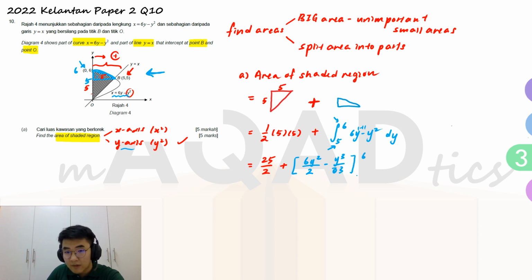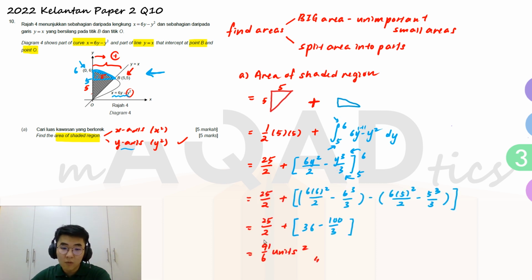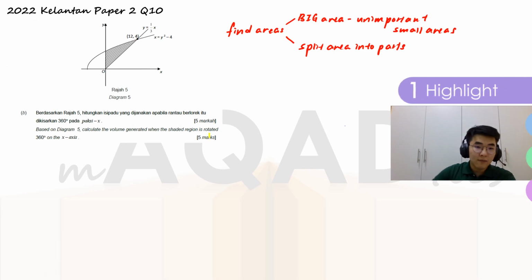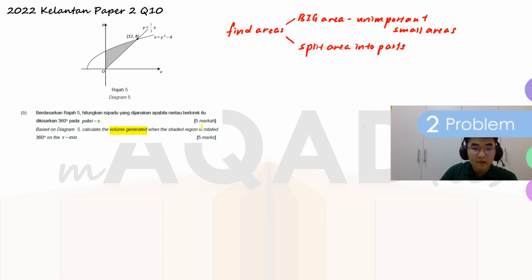And we need to substitute the value 6 and the value 5 into this, and we minus these two values together. Right, so our answer would be 1 over 6 units squared. Alright, so for part B, we have a new diagram, which means we have a new line and a new curve, and we need to find the volume generated when this shaded region is rotated 360 degrees around the x-axis.